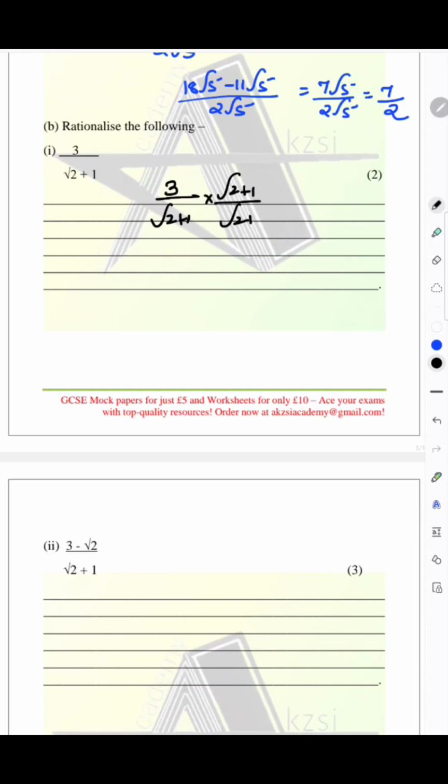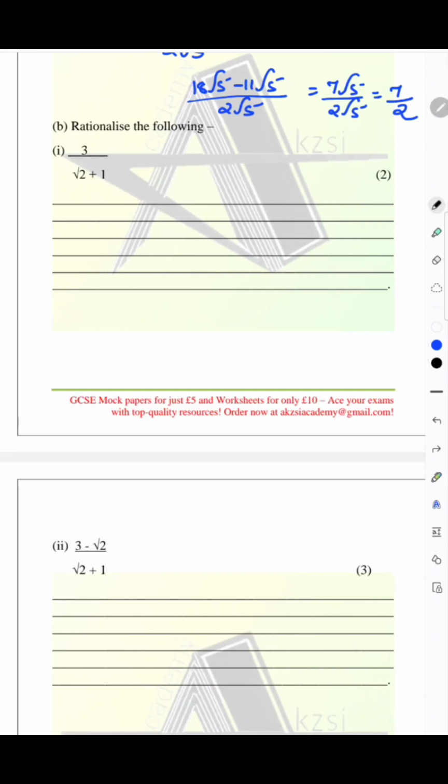You don't have to do 3 over root 2 plus 1 and divide and multiply with the same number. Why? Because even if you do that, root 2 plus 1 times root 2 plus 1 will give you 2 plus 1 plus 2 root 2. Still you will have a root number in the denominator, so we have to divide and multiply with a number that can change this into an integer value, where I can remove the surd number. In that case I can divide and multiply it by root 2 minus 1.